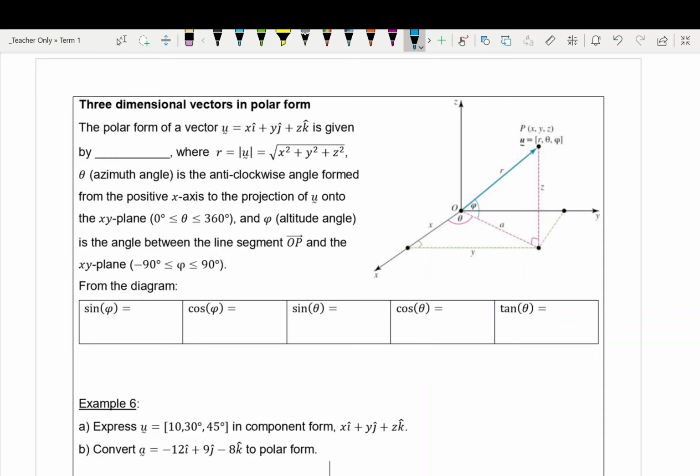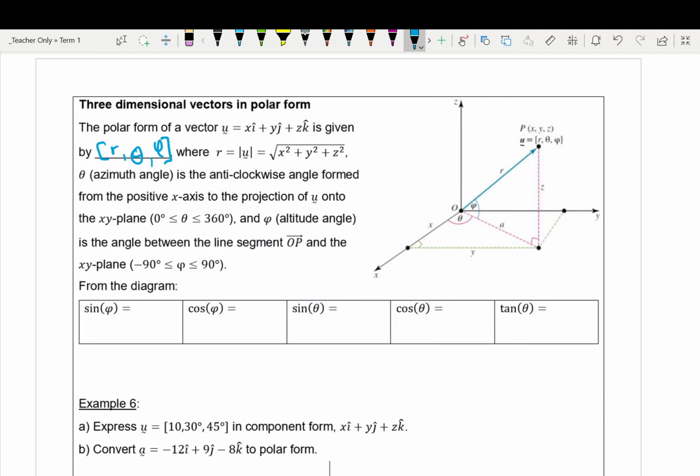So the polar form of a vector u = (x, y, z) is given by square bracket r, theta, but then we also add in this phi, where r is the magnitude, theta is the azimuth angle, the anti-clockwise angle formed from the positive x-axis to the projection of u onto the xy plane, and phi is the altitude angle, the angle between the line segment OP and the xy plane.